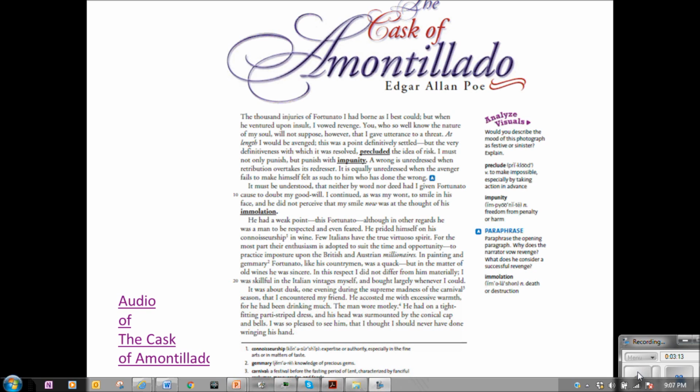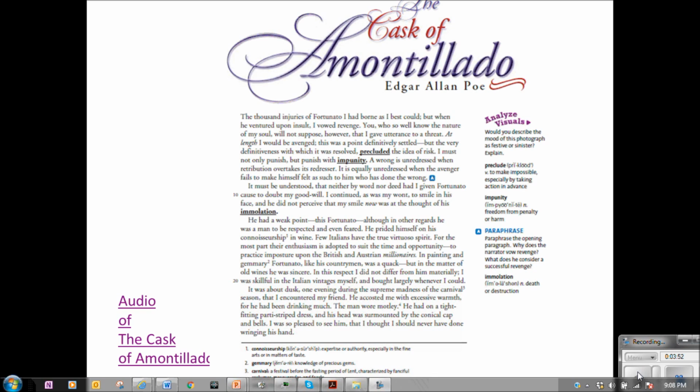The Cask of Amontillado by Edgar Allan Poe. The 1,000 injuries of Fortunato I had borne as best I could, but when he ventured upon insult, I vowed revenge. You, who so well know the nature of my soul, will not suppose, however, that I gave utterance to a threat. At length I would be avenged. This was a point definitively settled, but the very definitiveness with which it was resolved precluded the idea of risk. I must not only punish, but punish with impunity. A wrong is unredressed when retribution overtakes its redresser.